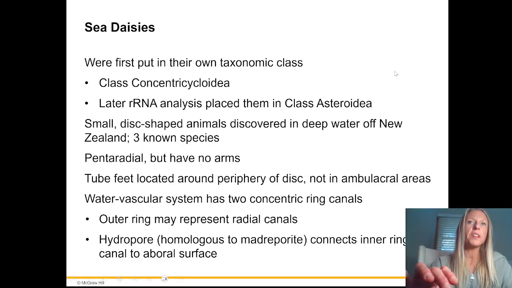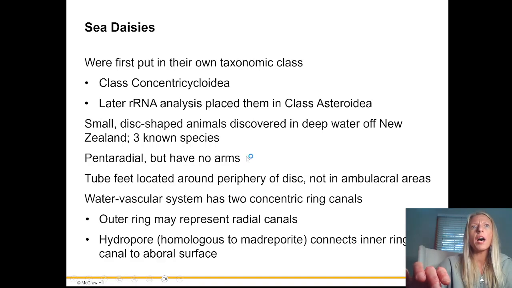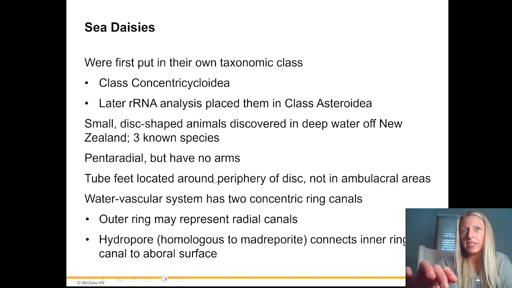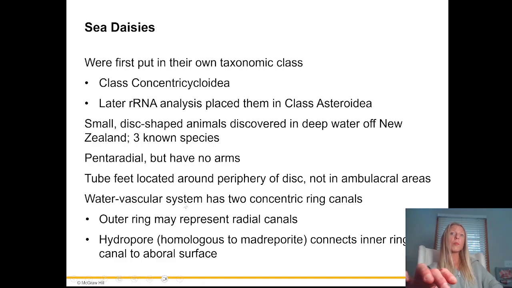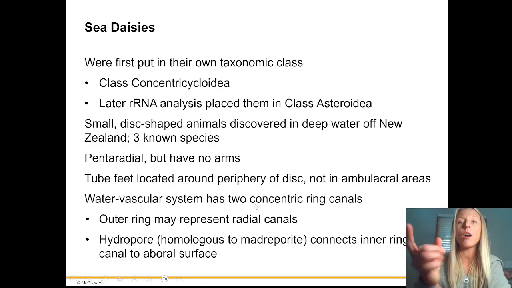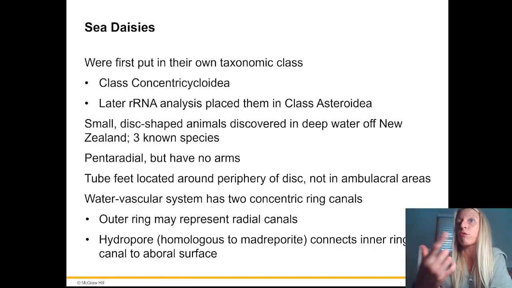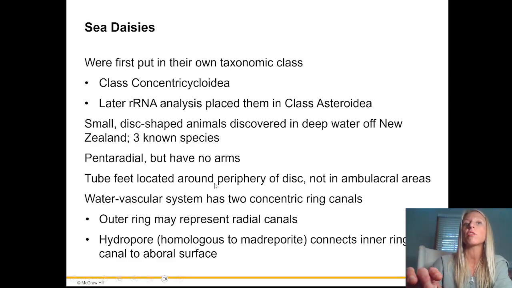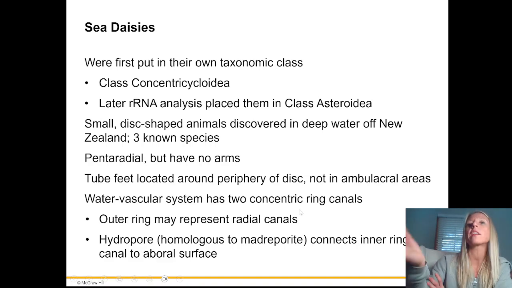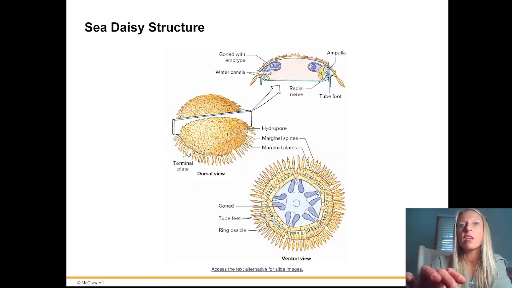Sea daisies were once their own taxonomic class. They're now in class Asteroidea. They are disc-shaped, and there's 3 known species. They're pentaradial, but they don't have arms, and their tube feet are located around the disc, not in the ambulacral areas. And their water vascular system actually has 2 concentric ring canals, and they have a hydropore that connects the inner ring. So this is a sea daisy.